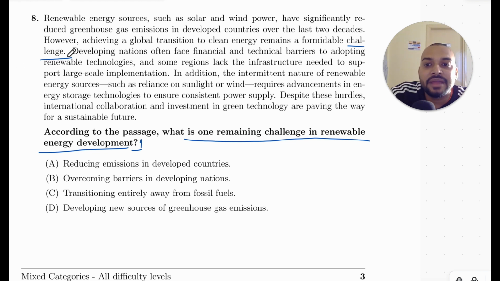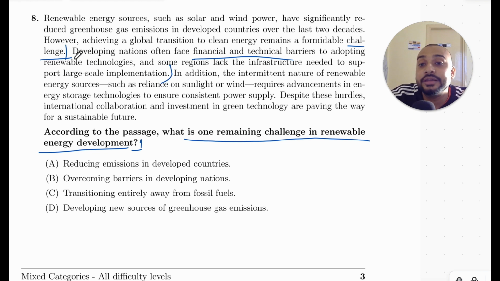Okay, the moment they mention challenge, just after that, they start describing it. So developing nations often face financial and technical barriers to adopting renewable technologies. Okay, and some regions lack the infrastructure needed to support large-scale implementation.